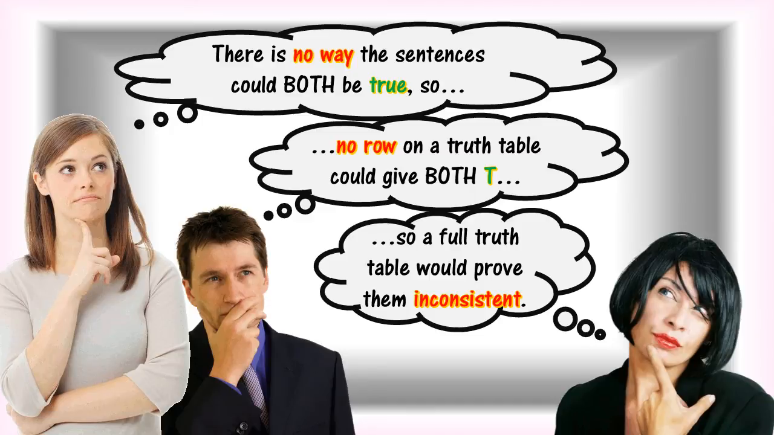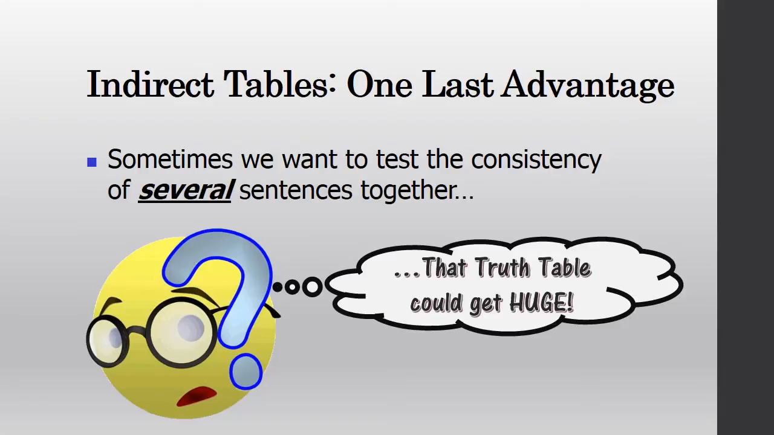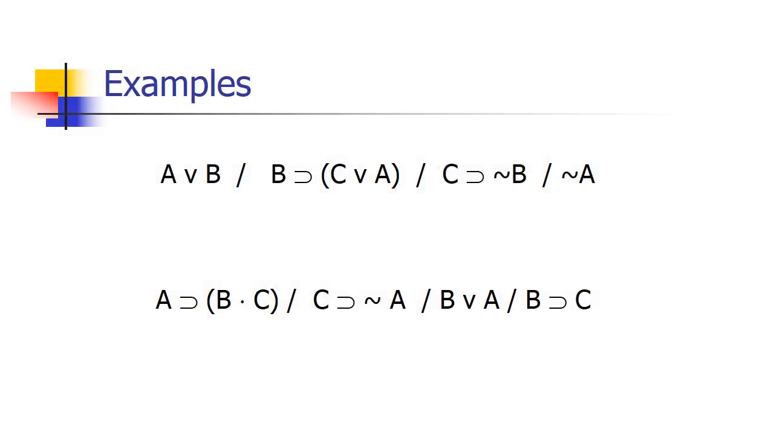So a full truth table would have proven the sentences inconsistent if we had taken the time to do the entire table. Now there's at least one other advantage to indirect truth tables. Sometimes we want to test the consistency of several propositions at once and to see if they're all consistent with one another. The truth table for that sort of thing could get absolutely huge. I'm going to show you guys how to do it, and then I'm going to give you some exercises to prompt you along. So here's two sets of sentences.